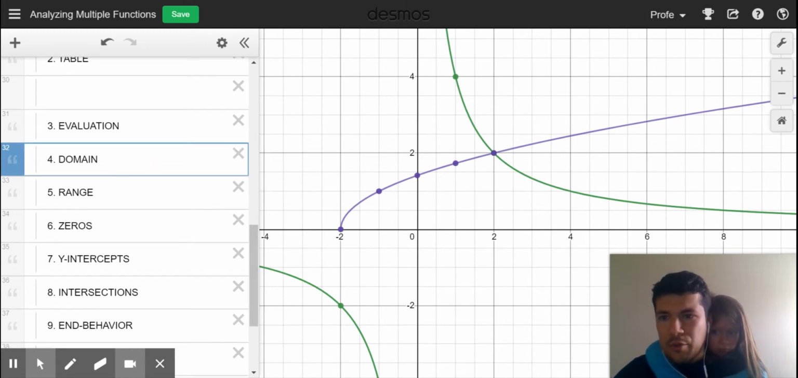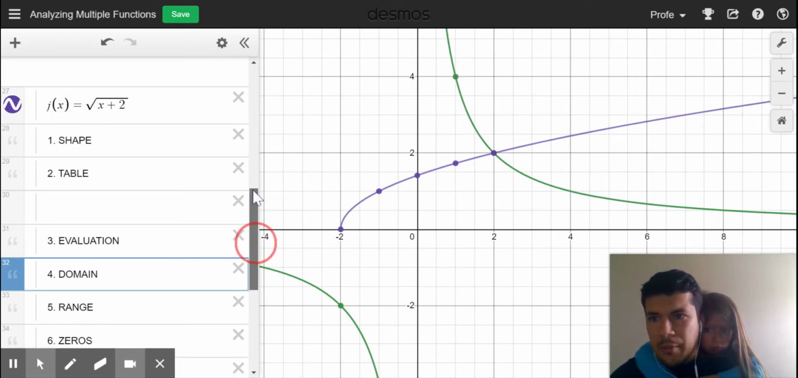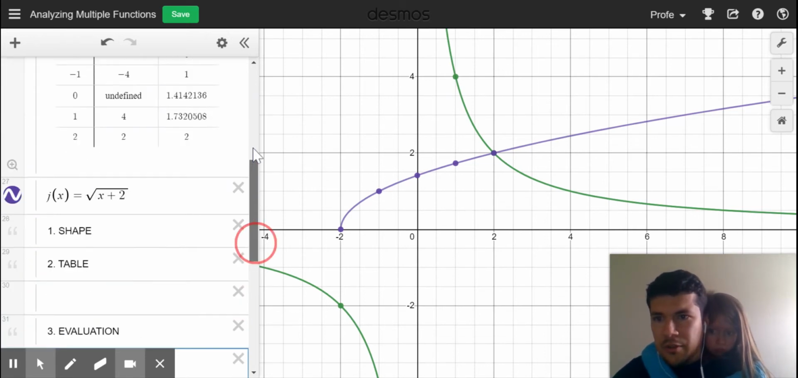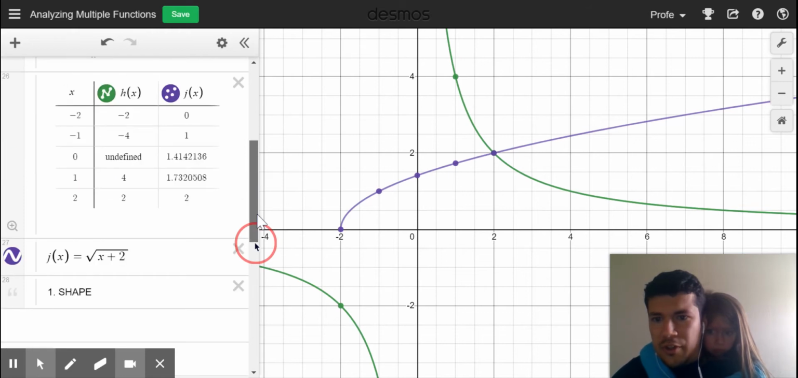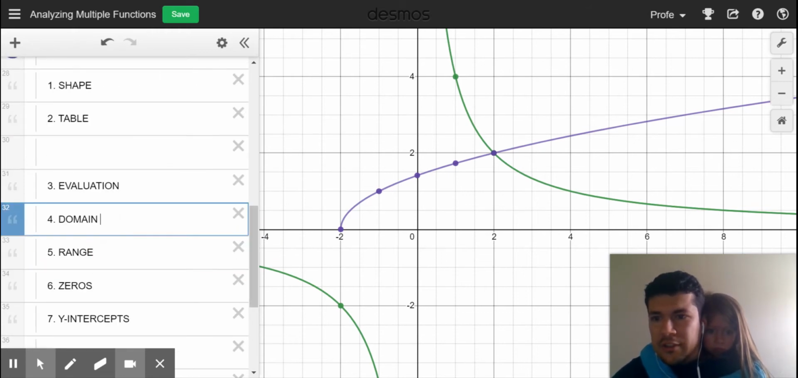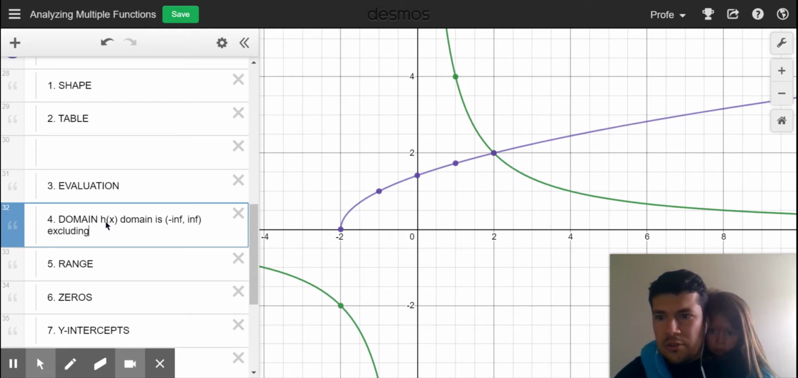Domain, you actually have to write out an expression. So for domain, I would say something like, you need to specify which function you're talking about. So for h, let's see, what was the first one called? H of x, the rational function. For h of x, and there's a mean lag on my screen. For h of x, the domain is negative infinity to positive infinity, excluding x equals 0. That's because there's a vertical asymptote there.